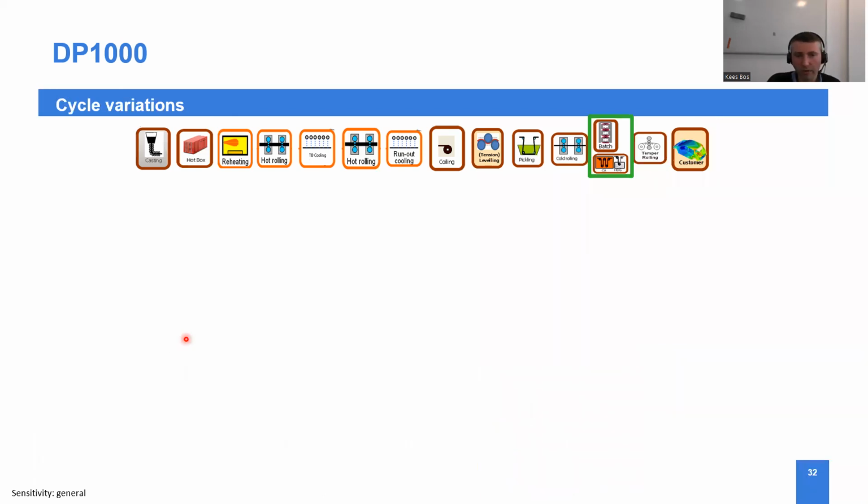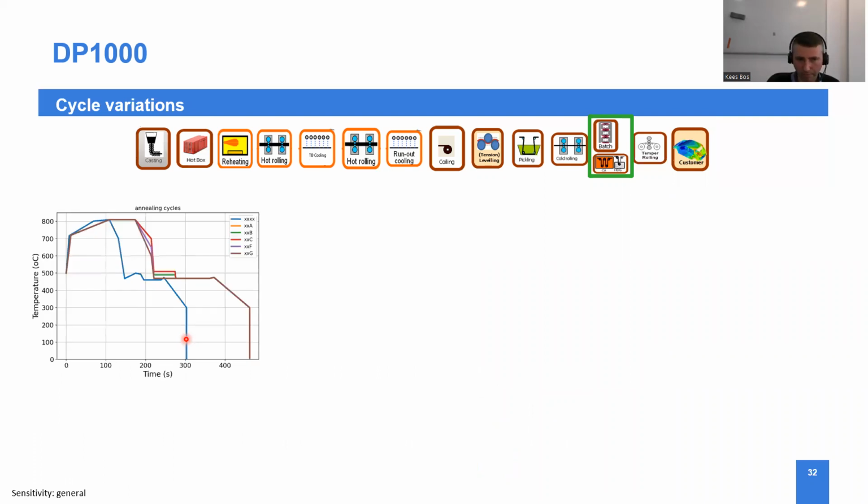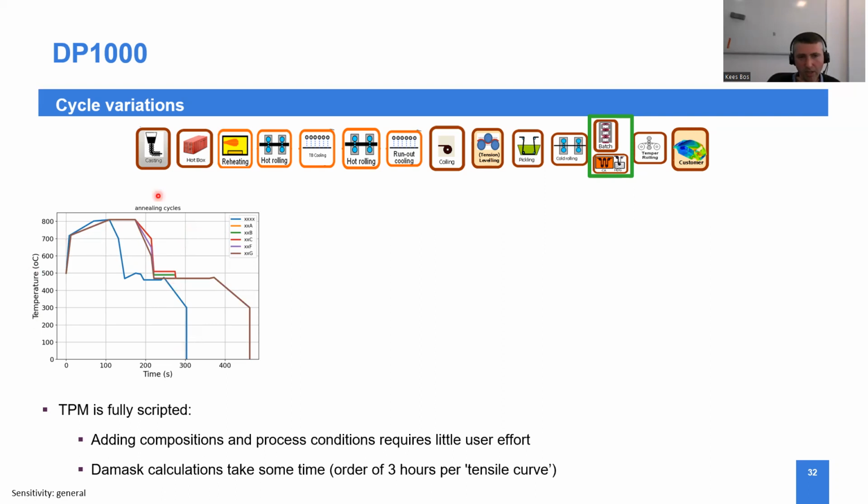Of course, it's now interesting if we have this model to see, well, can we make some predictions if we do things differently? So here we have in blue our original cycle. And then here we have a few other annealing cycles for which we, in the laboratory, looked at the properties. And the nice thing is that this through process model is fully scripted. So in essence, we can effortlessly put in any combination of times and temperatures. The only thing is, yeah, the mass calculations in the end of the properties, they take some time, and compared with that, the microstructure evolution part is almost negligible.